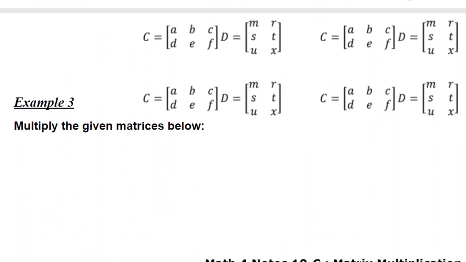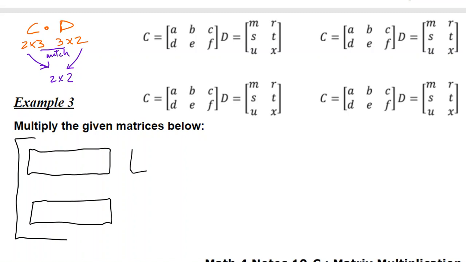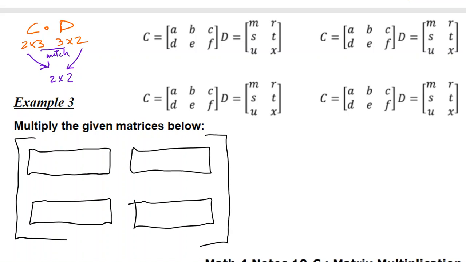Now, let's walk through the steps of this. If we're going to say C times D, C is 2 rows, 3 columns. D is 3 rows and 2 columns. And we're able to look at this and say, yeah, we can do this. We got a match there. And our answer is going to be a 2 by 2 as a result. Now, we're actually going to do the multiplication. I know that I'm going to have a 2 by 2 as a result, and I'm drawing boxes where each element goes. That is a 2 by 2.